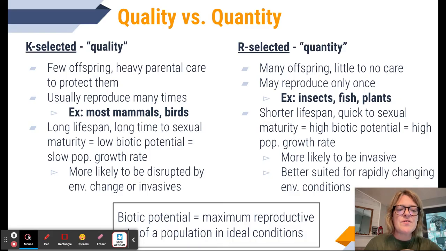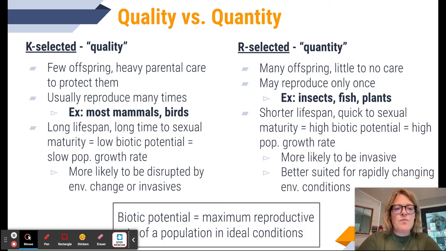Then we have the other type of species or reproductive strategy known as an R-selected species. And these organisms have many offspring. They usually have very little care to absolutely no care. And when I think of that, I think of a sea turtle, which has absolutely zero parental care. They come in, they bury their eggs. I guess it's a little bit of parental care. They bury the eggs, but then they leave and they never see their babies again. So, low or no parental care.